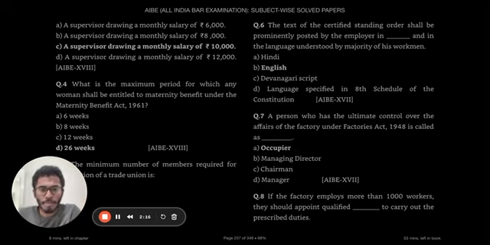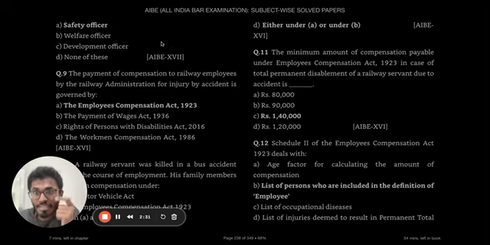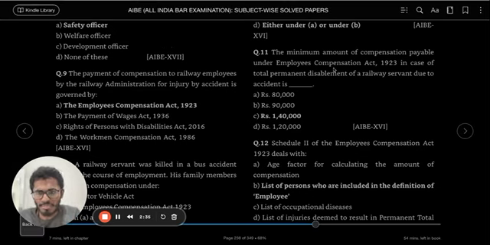He's the occupier. Remember. Eighth question: if the factory employs more than 1,000 workers, they should appoint a qualified dash to carry out the prescribed duties. Is it a safety officer, welfare officer, development officer, or none of these? The answer is safety officer. This you can just remember. It's very easy for you to remember.